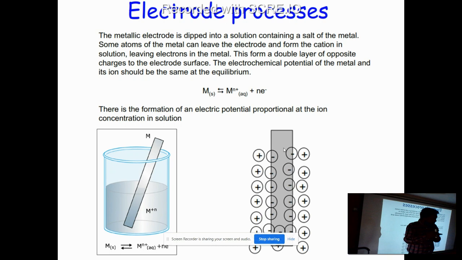Otherwise, what will happen? The surface will be entirely negative, and the solution will be entirely positive. The solution is with zinc 2 plus ions. That is, positive charge is accumulated in the solution, negative charge accumulated on the surface of the zinc. But that is not going to happen, because I dipped it in a solution where H plus ions are available. H plus ions are good oxidizing agents. They quickly accept the electrons. So whatever electrons are on the surface of the zinc, H plus ions will take, 2H plus plus 2 electrons to form hydrogen, which is effervescing on the zinc surface.